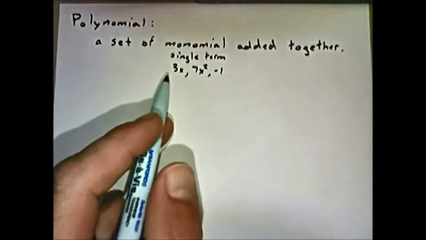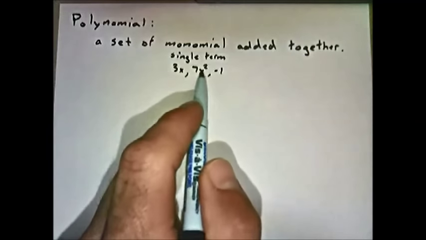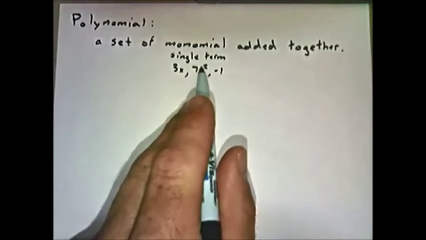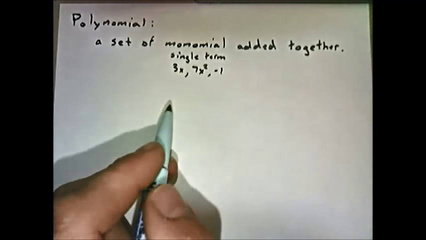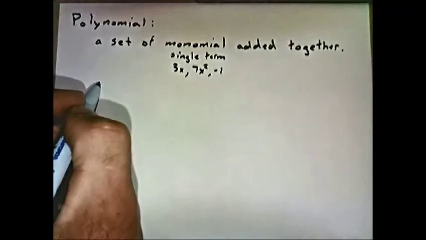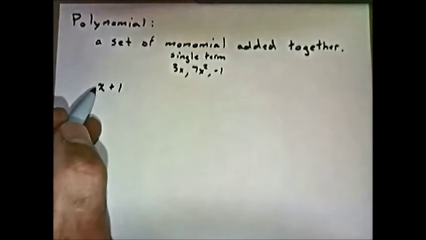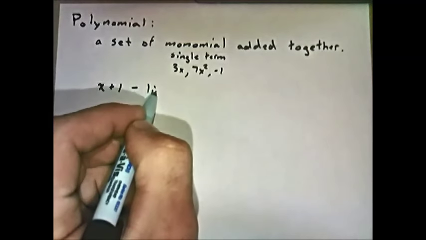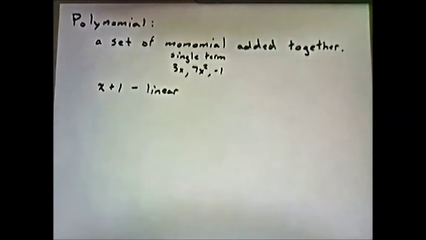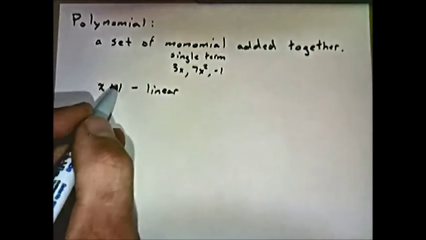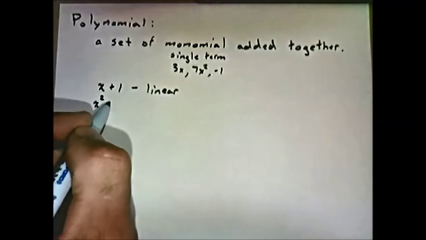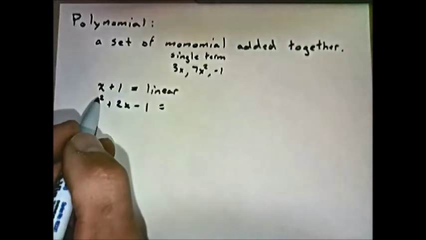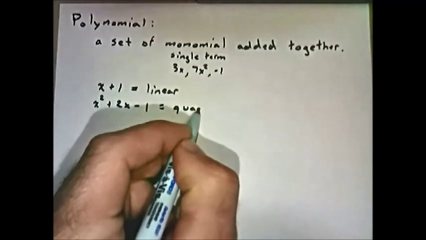What we would like to do is go ahead and define polynomials by the degree. Remember, the degree is the largest exponent within that term or set of terms. So let's look at an example we've seen before: x plus 1. X plus 1 we consider a linear polynomial. If we look at x squared plus 2x minus 1, we say that this is a quadratic polynomial.